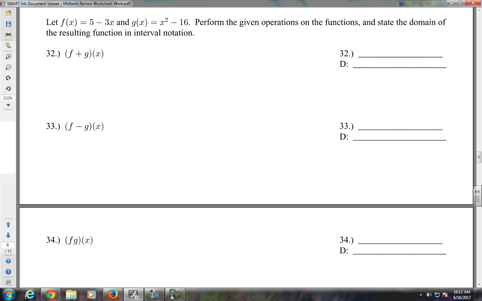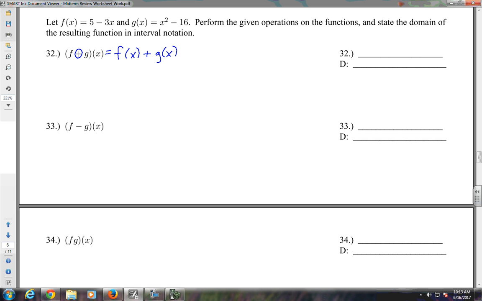So on problem 32, we're given two functions, f and g, and we are asked to add these two functions. The first step in applying operations to functions is simply to break it down in terms of the two original functions. So f plus g of x is a shortcut notation for f of x plus g of x. Then I'm going to replace each of those function names with their function rules.